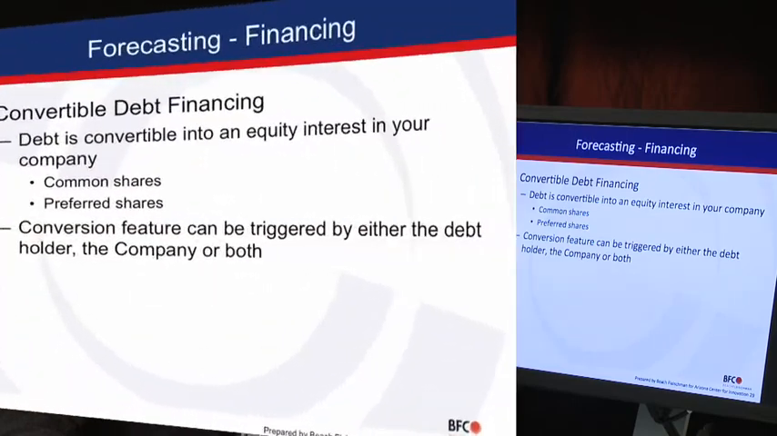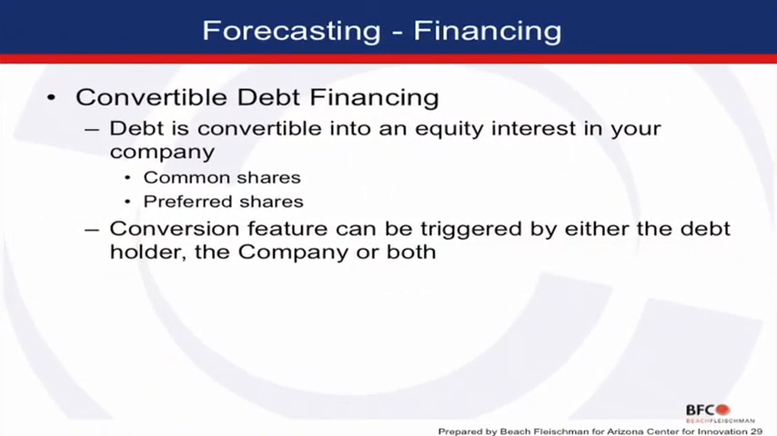It can be convertible into different classes of common or preferred shares, and different features can trigger that conversion. Those features could include the holder of the debt being able to convert at any time that they choose to, or the company being able to control that. Most convertible debt agreements also have provisions that require conversion upon certain events. If your company goes out for a public offering, usually that'll require the conversion so that the holder of that debt's able to participate in the benefits of that offering as well.